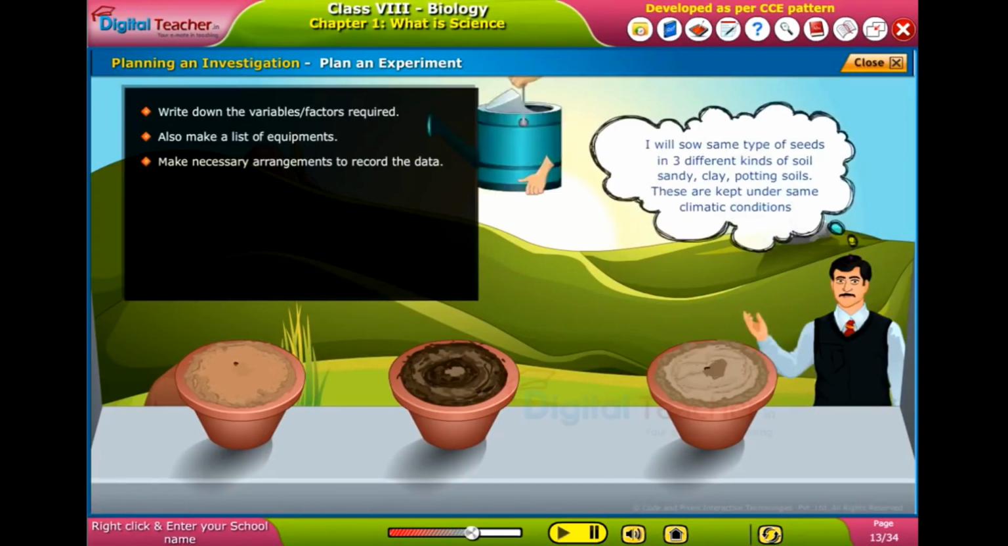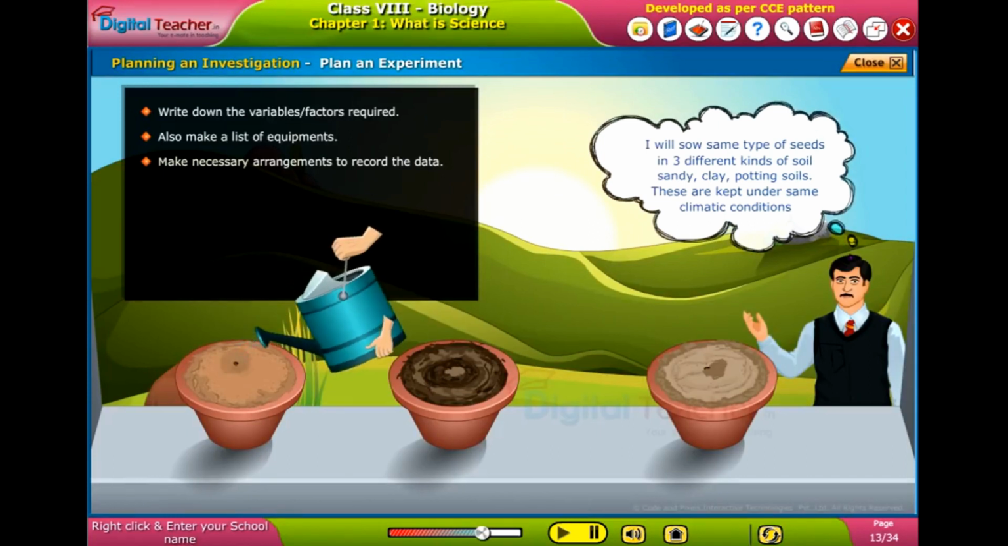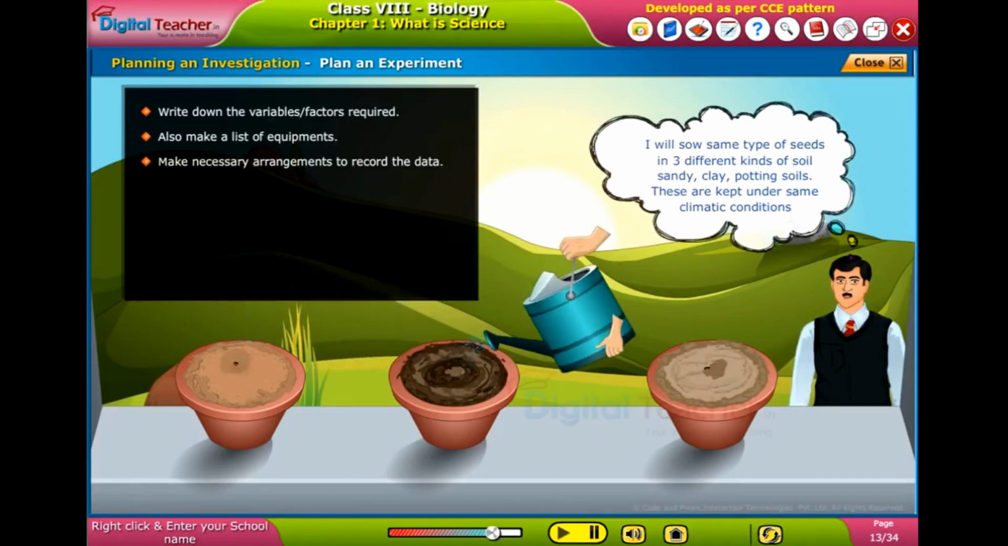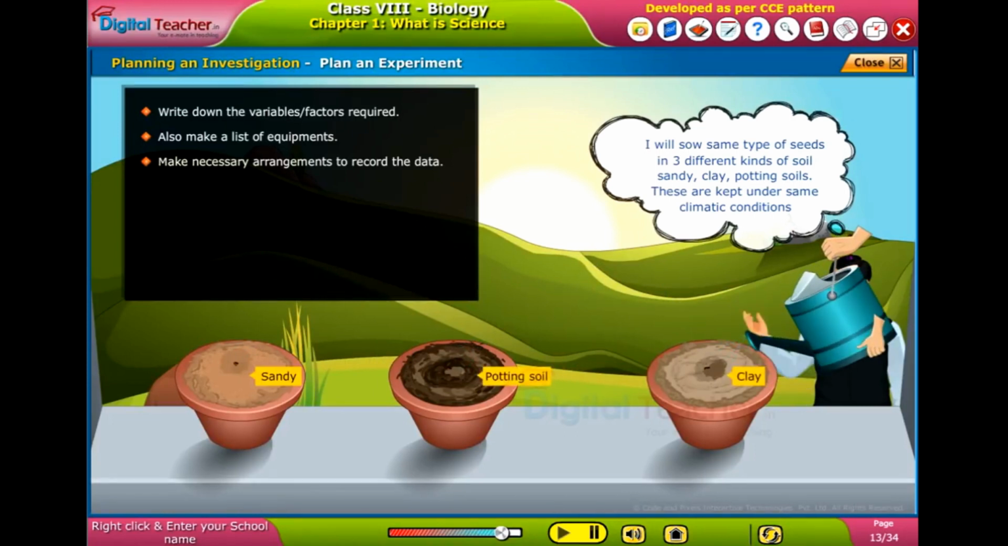I will sow the same type of seeds in 3 different kinds of soil: sandy, clayey, and potting soils. These are kept under the same climatic conditions.